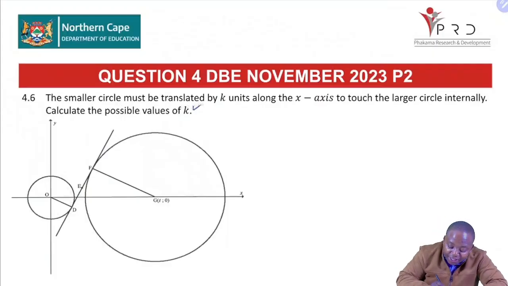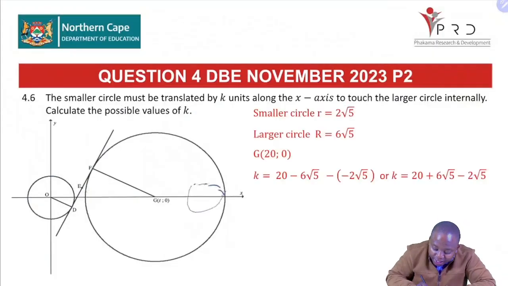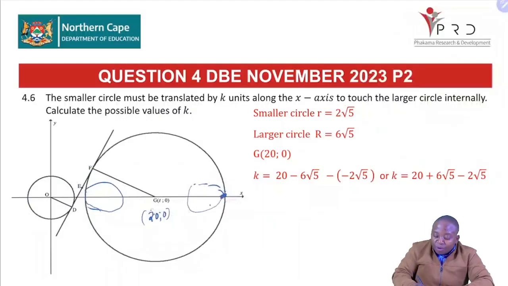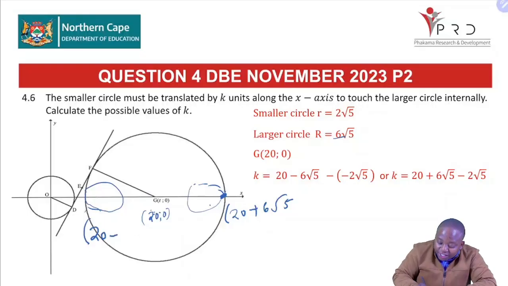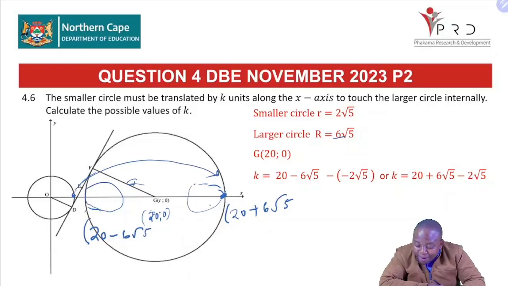The first thing that can happen is I need to translate the smaller circle, and the other circle is there, right? And at this point we know that G was 20:0. So this point is going to be 20 plus the radius of the larger circle, which is 6 root 5. And this point is going to be 20 minus the radius of the larger circle, because we're going back now, which is 6 root 5. So in this case, we can now take this point and translate it to that other position there.